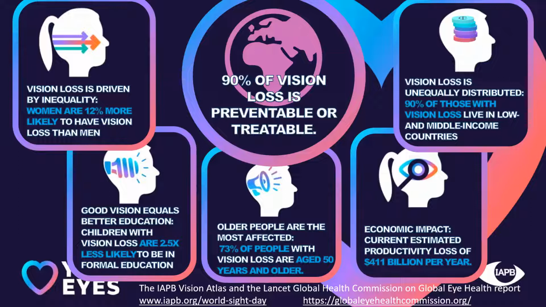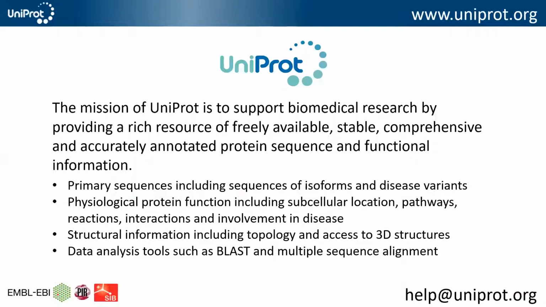According to the IAPB Vision Atlas and the Lancet Global Health Commission on Global Eye Health report, 90% of people with vision impairment have cataracts or simply require glasses, which are both highly cost-effective treatments, but unfortunately are not available to everyone in the world. The Lancet Global Health Commission on Global Eye Health has highlighted the importance of research to advance global eye health, improve treatments, and identify effective interventions.